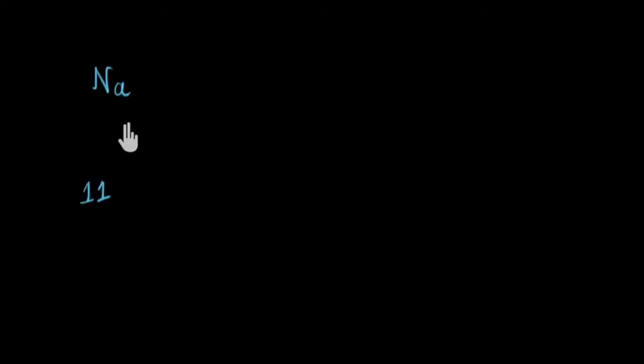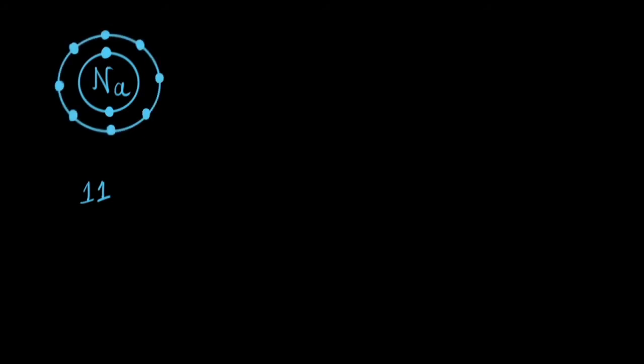Here I have sodium and its atomic number is 11. That means sodium will have 11 protons in its nucleus and 11 electrons going around it. Now let's see how these electrons go around in shells. In the first shell or the K shell, there can be a maximum of only 2 electrons. In the next shell, we can have a maximum of 8 electrons. So far we have 2 plus 8, 10 electrons, but sodium has 11. That means one more electron is pending. This electron will go to the next shell.